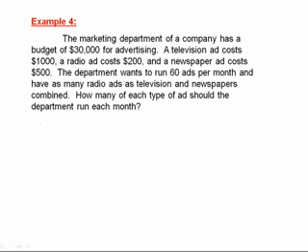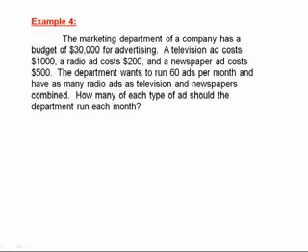The marketing department of a company has a budget of $30,000 for advertising. A television ad costs $1,000, a radio ad costs $200, and a newspaper ad costs $500. The department wants to run 60 ads per month and have as many radio ads as television and newspapers combined. That's kind of worded funny. That might be a little typo thing. Anyway, you guys understand. How many of each type of ad should the department run each month?